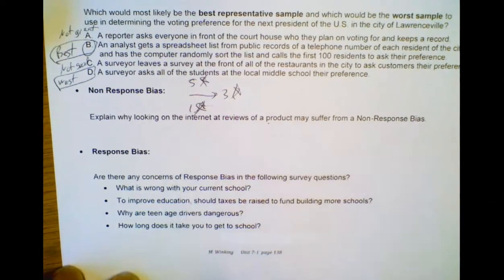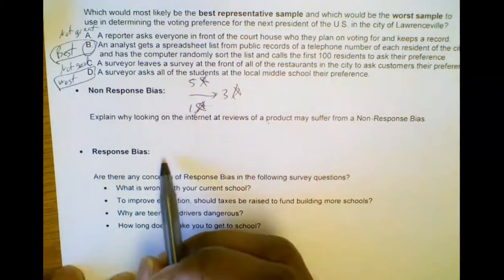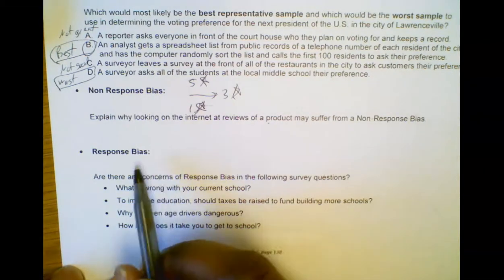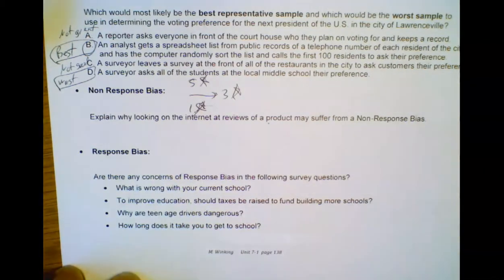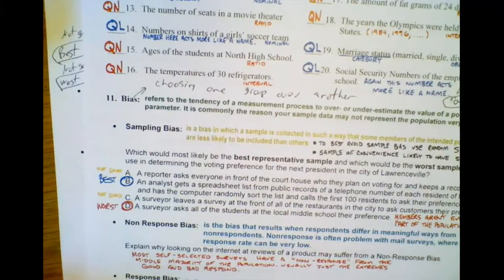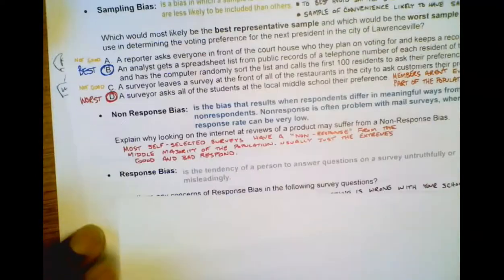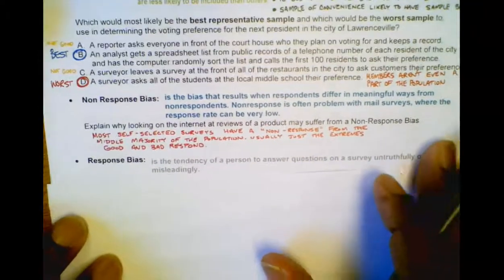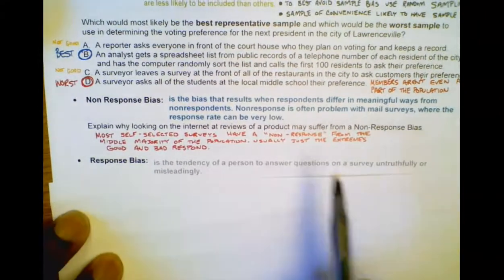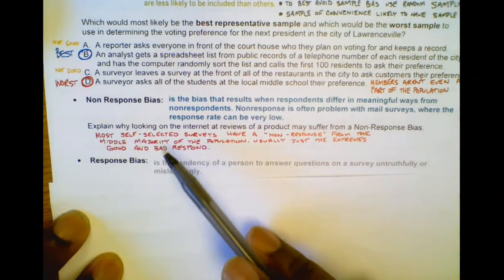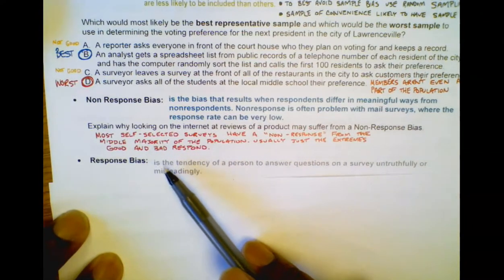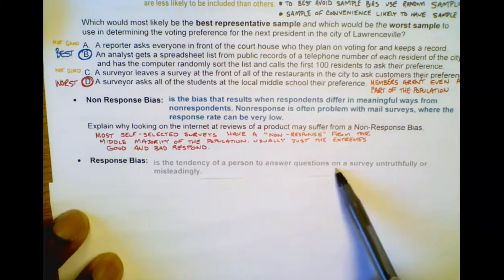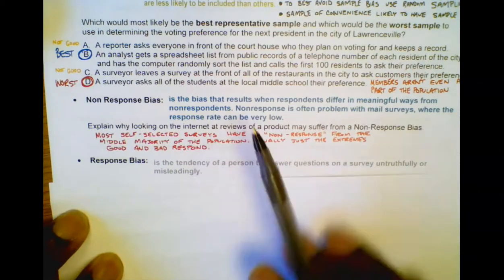Response bias. Response bias, by definition, is a tendency for people to answer questions untruthfully. All right. So response bias is a tendency for people to answer questions untruthfully. So let's give definitions of those here. So non-response bias is defined here. You can copy that if you want. And response bias is the tendency of people to answer questions on a survey untruthfully or misleadingly.